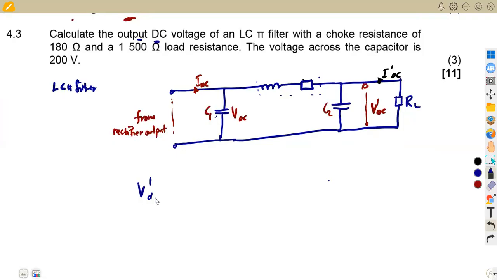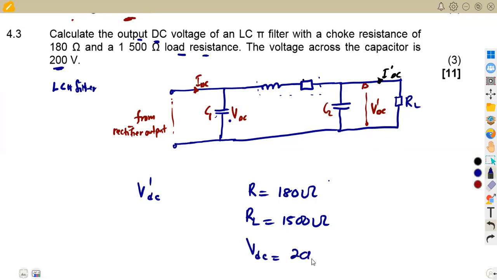Remember, in the last part that we checked there were two formulas that we can consider. This time, with the choke resistance, we are given the resistance of 180 ohms and 1,500 for the load resistance. So this is our RL, 1,500 ohms. The voltage across the capacitor is 200 volts, which is our VDC of 200. They can't give us the output because that is what they are asking us to calculate.